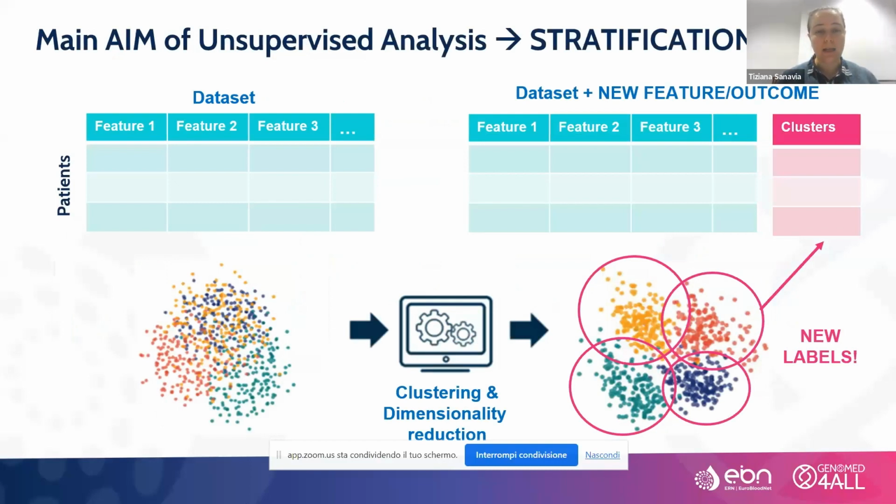Therefore, what we apply usually are clustering methods, mostly combined with dimensionality reduction methods that allow us to provide a better description of our features and to assign to the patients new labels that are able to group the patients that can develop a similar prognosis.